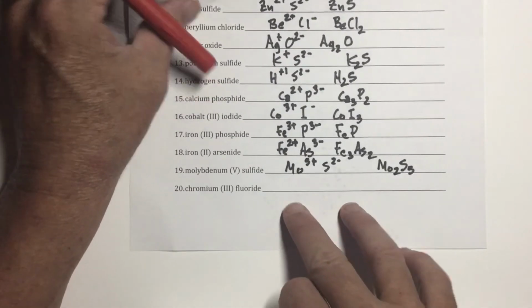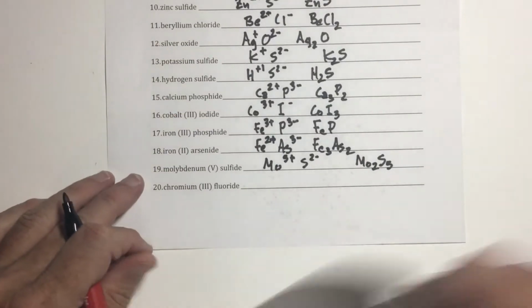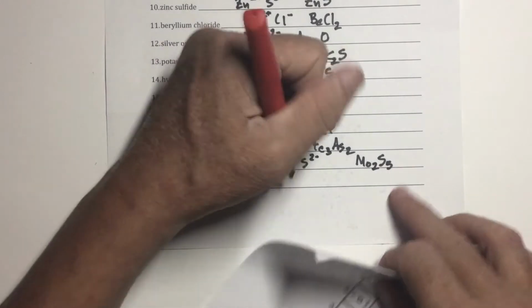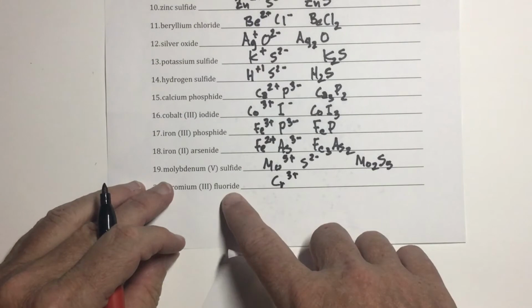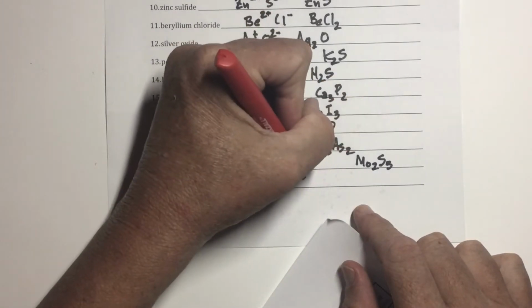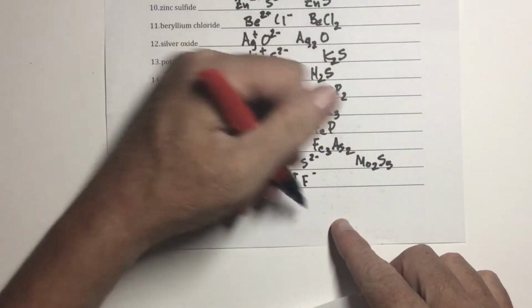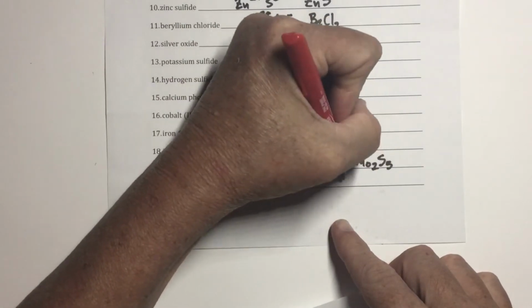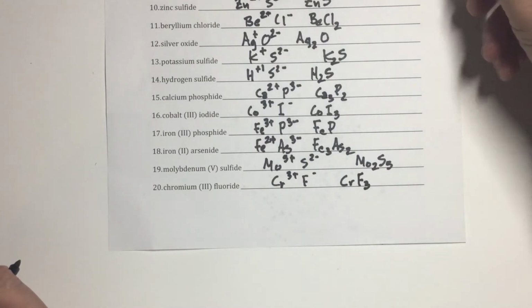3 fluoride. Chromium, we know that has a charge of 3, Cr3+. Fluoride has a charge of -1. And there it is right there. So crisscross those, looks like we're gonna have CrF3. So there you go. Naming simple ionic compounds right there.